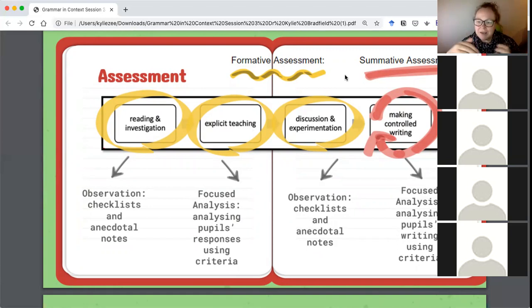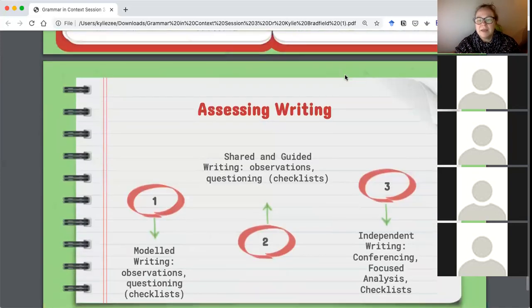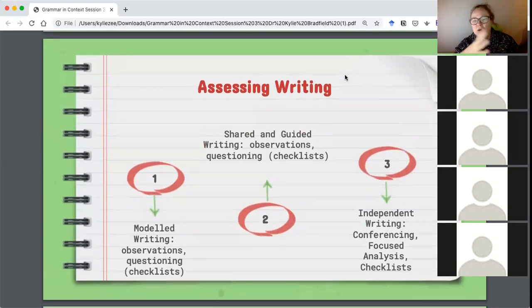And you will be checking for things on a checklist like, have they got the orientation? Are the events in sequence? Is there some kind of evaluative comment on the end? And have they used evaluative adjectives? Have they used past tense and so on? And that will help you to make a judgment summatively on their writing choices. Okay, as I said here, you might assess them in the modelled, the shared and guided and independent before coming to that focused analysis right at the end of their last piece of writing.